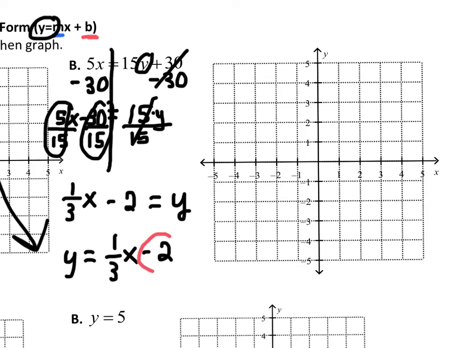We'll go to the y-intercept, down 2, put a dot, and then we'll count the slope. This is a positive 1 on top, so we'll go up 1. That's a positive 3 on the bottom, so we'll go to the right 3. So from the y-intercept, we'll go up 1 and to the right 3. And then connect it with a line.